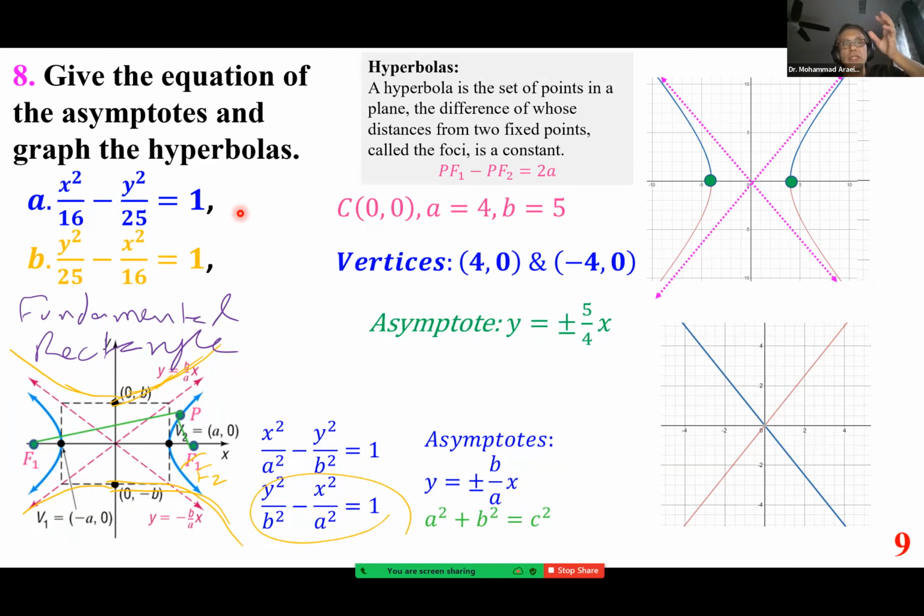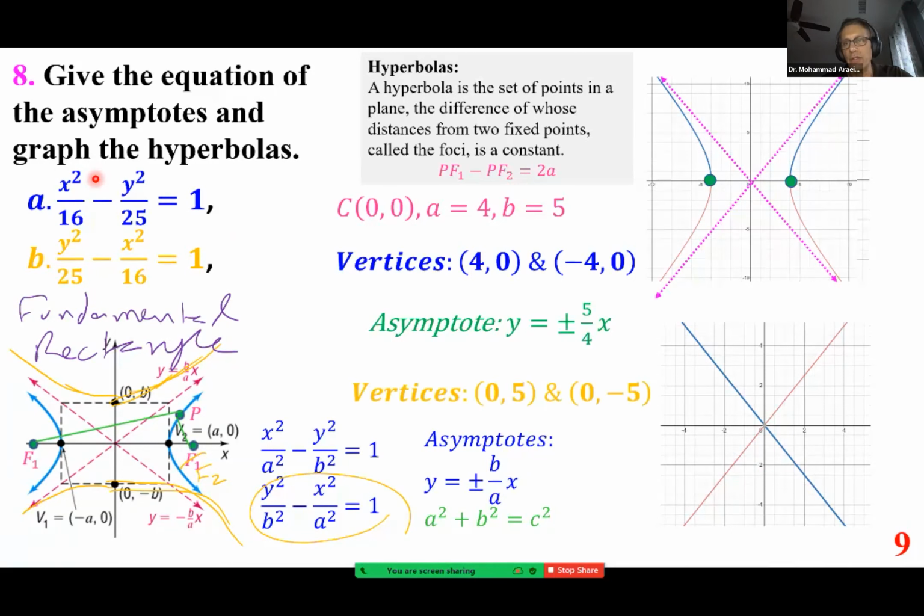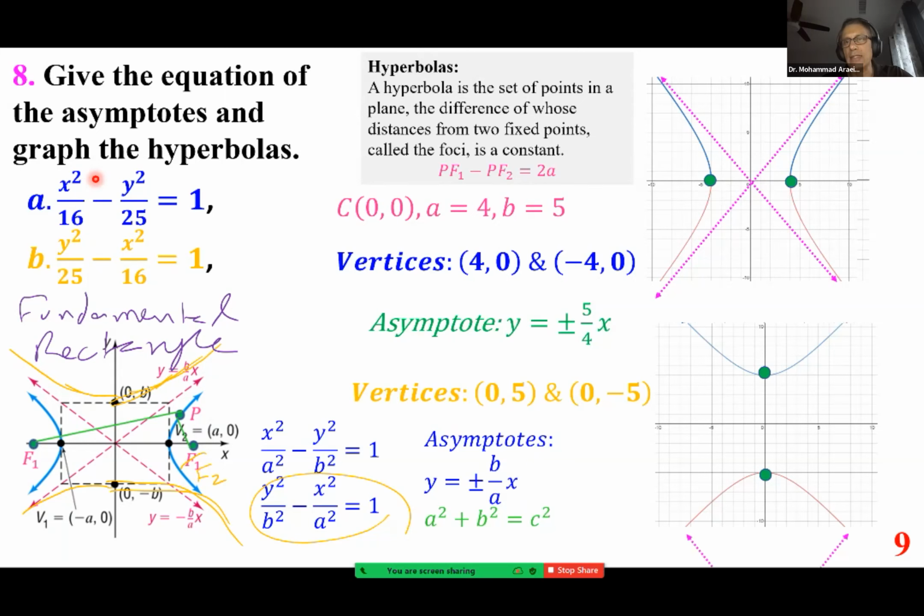Now, for part B, everything is the same with the exception of the vertices. For part B, the vertices have a different location. Because y squared has a positive coefficient, see, this one has a negative, we look at b equals 5. So (0, 5) and (0, negative 5) would be the vertices. And the graph looks like that. And let's add the asymptotes.